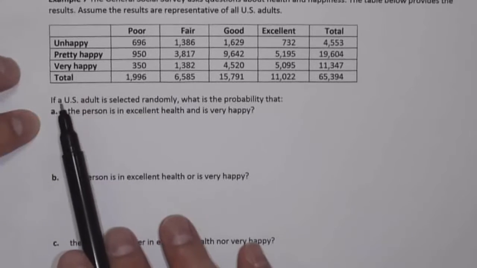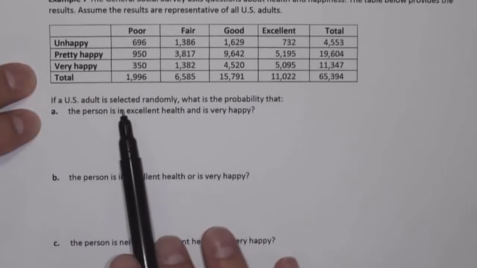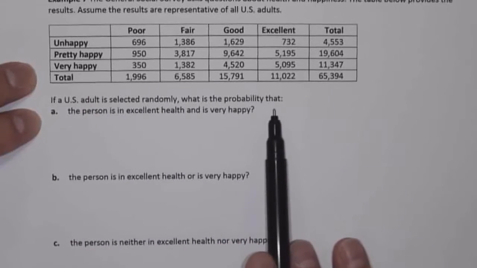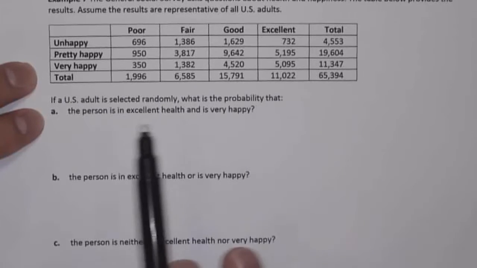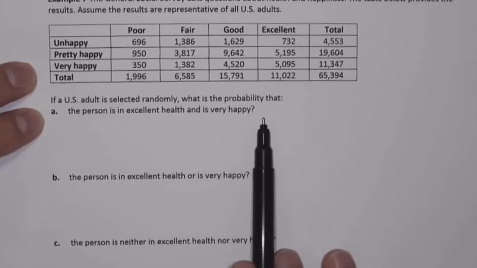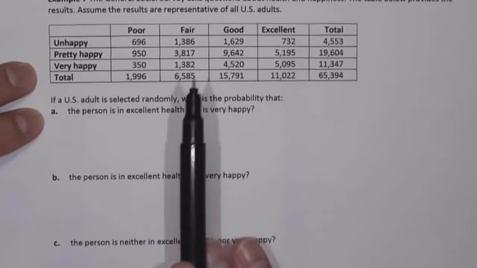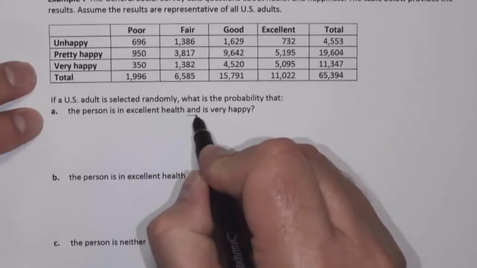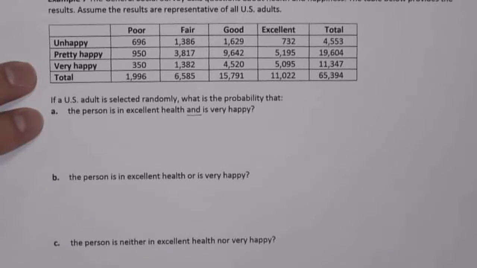So, if a U.S. adult is selected randomly, what is the probability that the person is in excellent health and is very happy? So notice this question is an and question. This is an intersection question. We want to know what is the probability that if we randomly select one U.S. adult, that that person is in excellent health and is very happy, both.